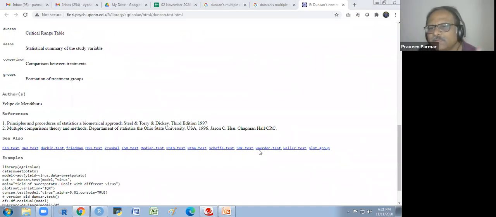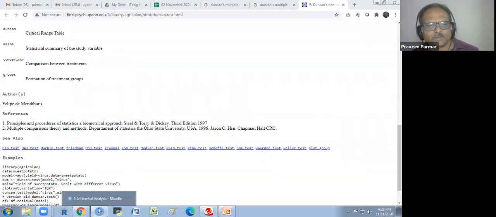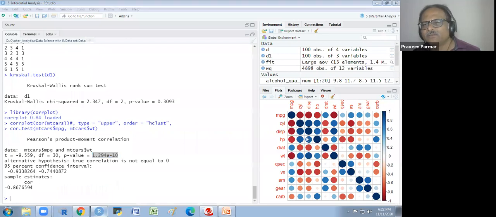Nishita is asking me, sir, can you please tell how to interpret the correlation plot? Okay. So I will show you how to interpret it. There are various sorts of plots.